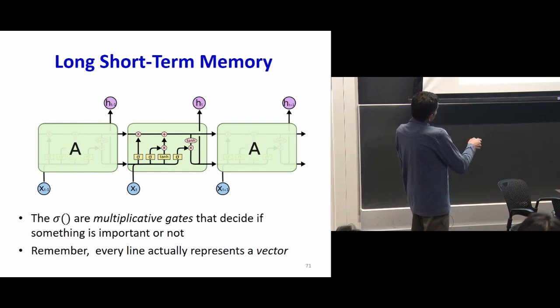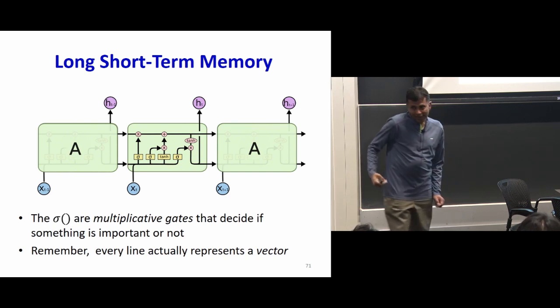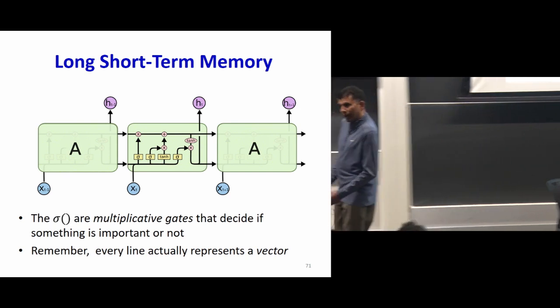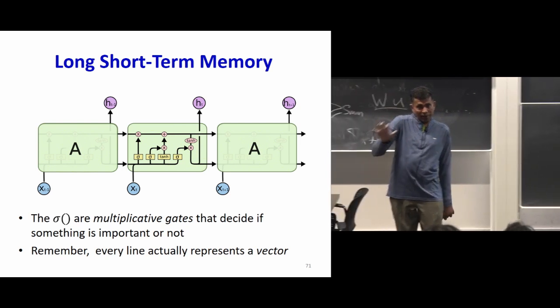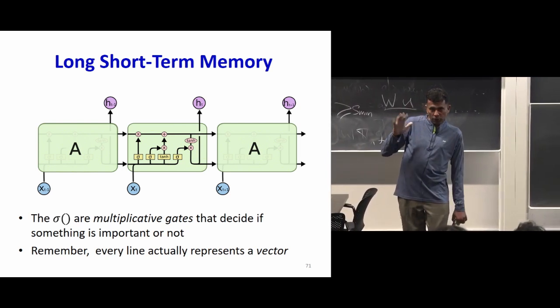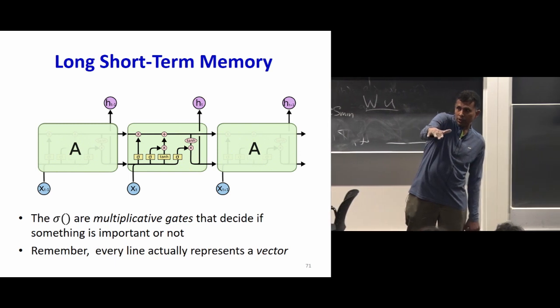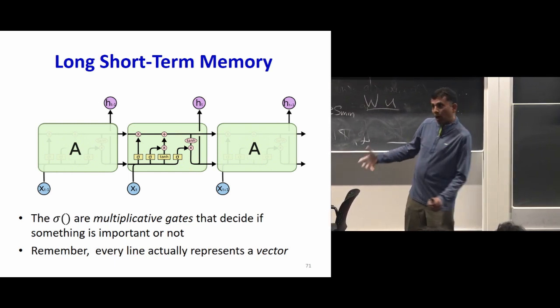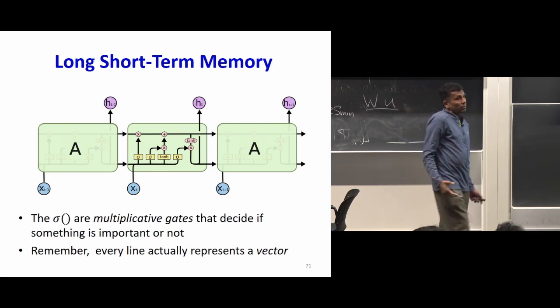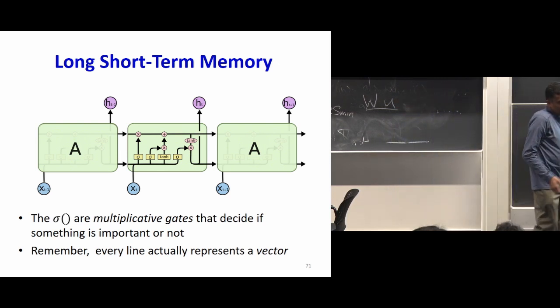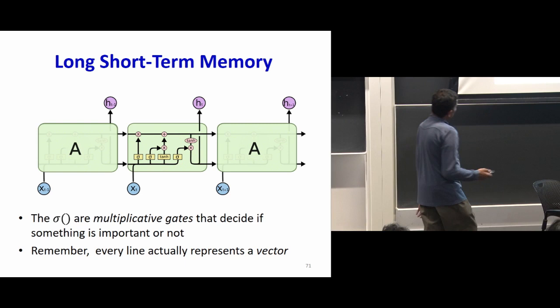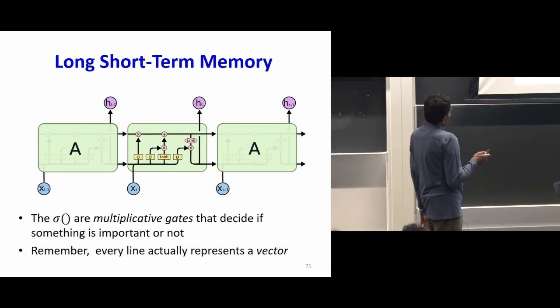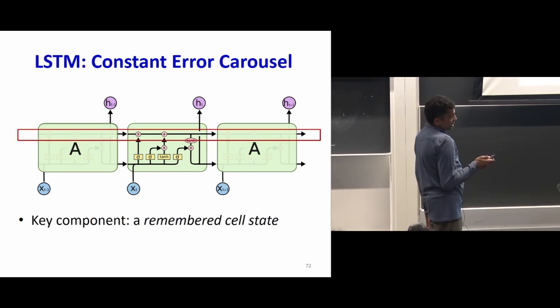This is your constant error carousel. That is just holding the memory. Now mind you, although I've drawn only one line, this is a vector. So you're going to have a bank of these memory lines going into the page, and that bank can be arbitrarily deep, depending on how many different things you think are worth memorizing, right? So that is your constant error carousel.